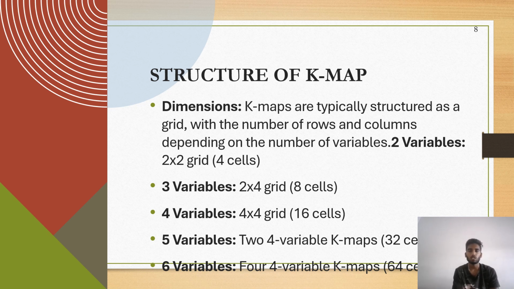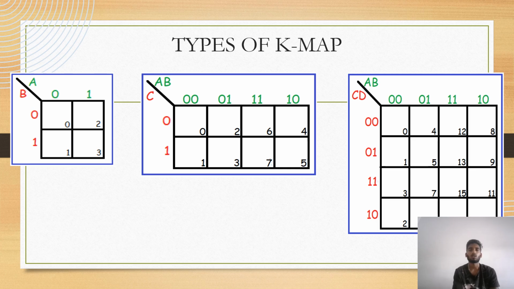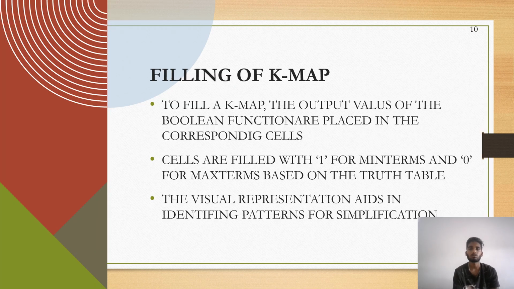5 variables, two 4-variable K-maps, 32 cells will be there. 6 variables, four 4-variable K-maps, 64 cells will be there. Types of K-map: this is the 2 into 2 K-map, the next one is the 2 into 4 K-map, and the next one is the 4 into 4 K-map.